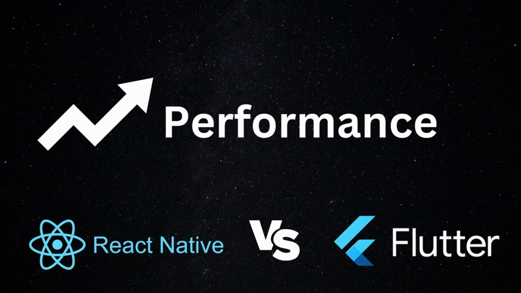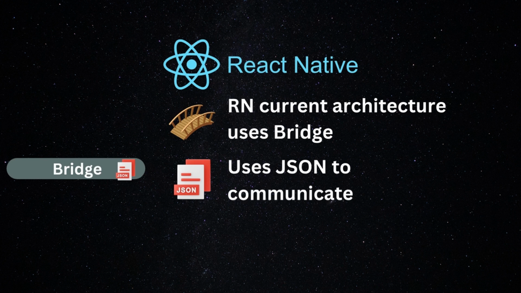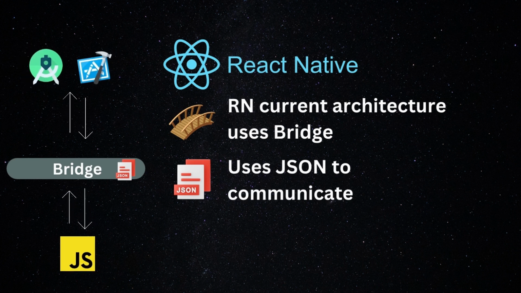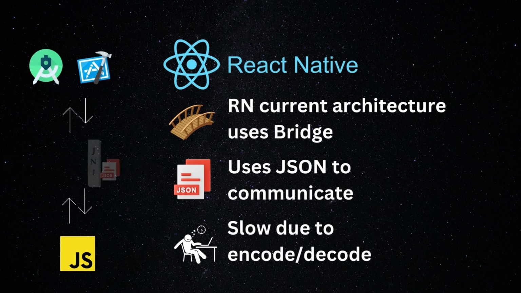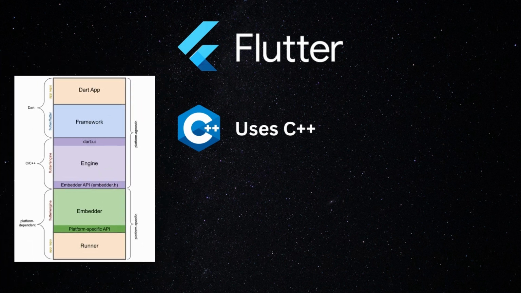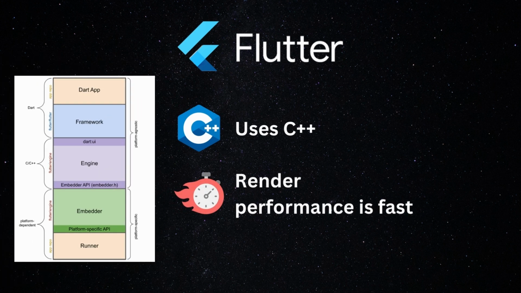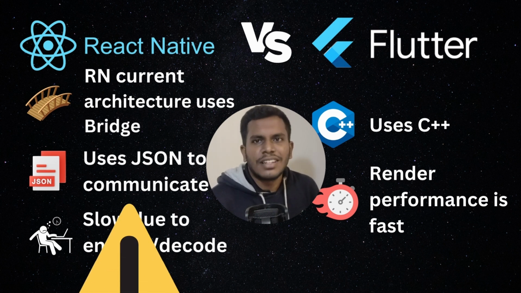Now comes the performance. React Native's current architecture uses something called the Bridge. The Bridge uses JSON to communicate between JavaScript and the native platforms, which is a little slow to encode or decode because it needs to transform to JSON and then JSON back. React Native is also releasing its new architecture, which replaces this bridge with JSI. This makes React Native much faster. On the other hand, Flutter uses C++, which is directly rendered on the screen. This makes Flutter's rendering performance a little faster. Here the clear winner is Flutter. If you want good UI performance, then you need to adopt React Native's new architecture, which is still in an experimental stage.